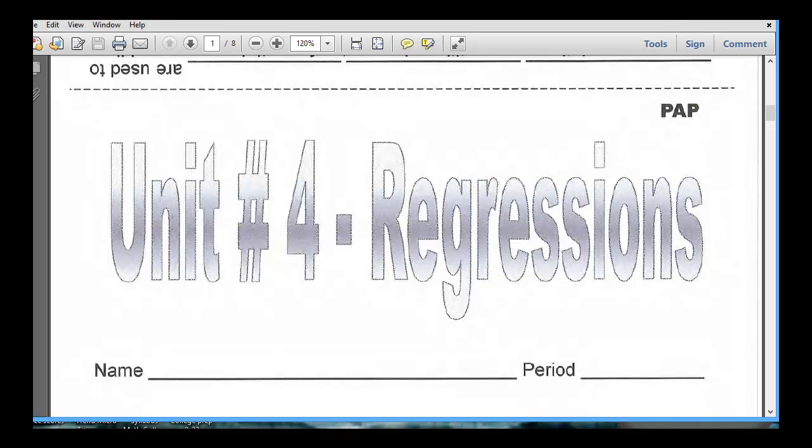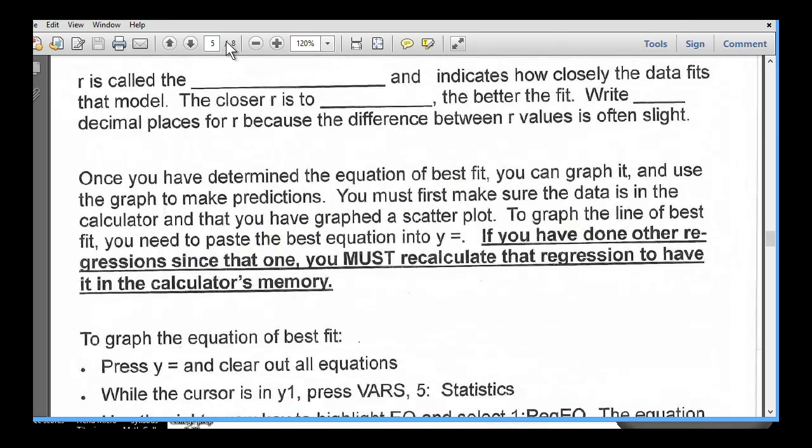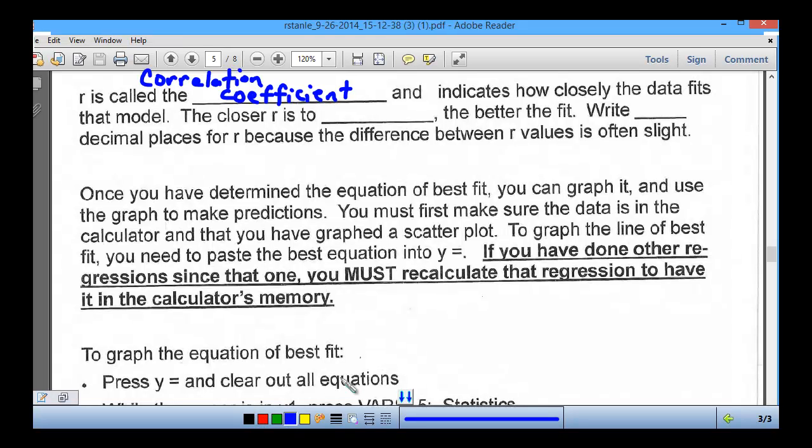We continue Unit 4 Regressions with equations of best fit with predictions. R is called the correlation coefficient, and it indicates how closely the data fits that model. The closer R is to 1 or -1, the better the fit. Write 6 decimal places for R because the difference between R values is often slight. Once you've determined the equation of best fit, you can graph it and use the graph to make predictions.